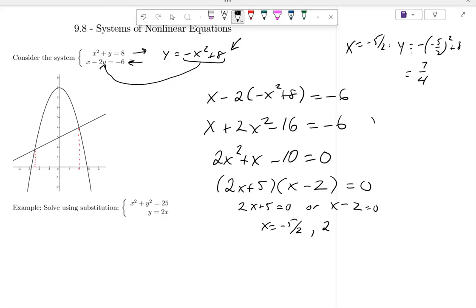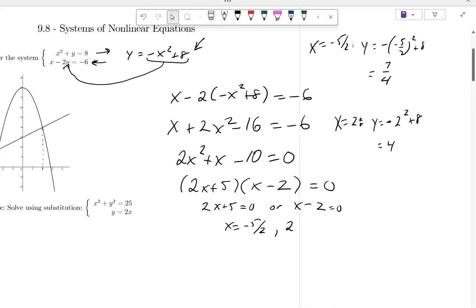And then the other one, you plug in 2. We have y equals the negative 2 squared plus 8. 2 squared is 4, but it's negative, so we get negative 4 plus 8 gives us 4. So in this case, we get 2 solutions. So one point is negative 5 halves, 7/4. And the other point is 2, 4.